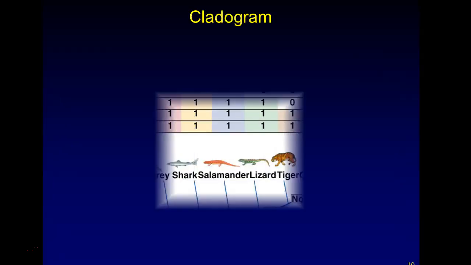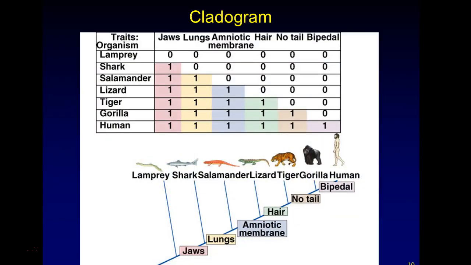Let's take a look. You guys know exactly how to do this, but I'm just going to go through it anyway because it's important when we talk about taxonomy. The traits we're looking at are jaws, lungs, amniotic membrane, hair, no tail, and bipedal. And we're taking a look here. The human is the only bipedal. Human and the gorilla have no tail.